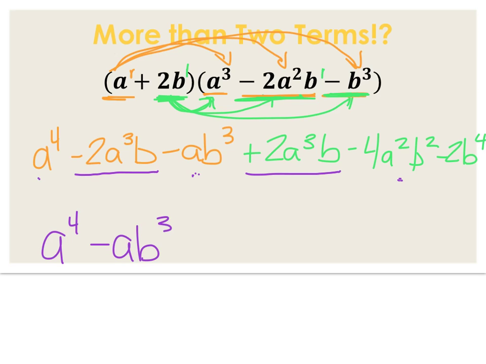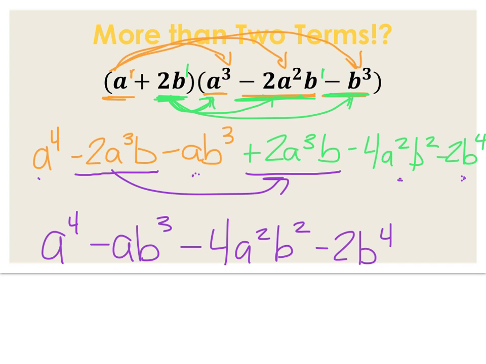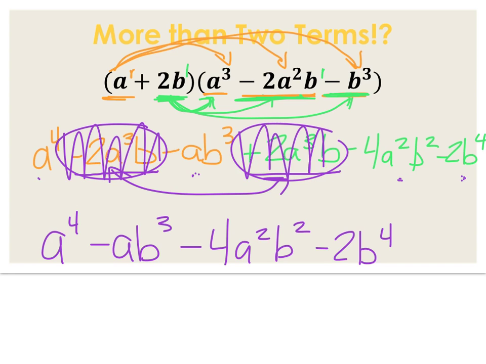This guy has a squared and b squared, nothing else has a squared and b squared, so I'm just going to bring him down. This last one right here is just all the b's, so negative 2b to the fourth. And then these are the only two things that I can combine. And one's negative and one's positive, so they're really just going to cancel each other out.